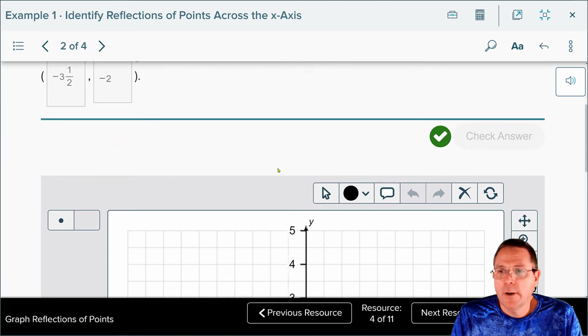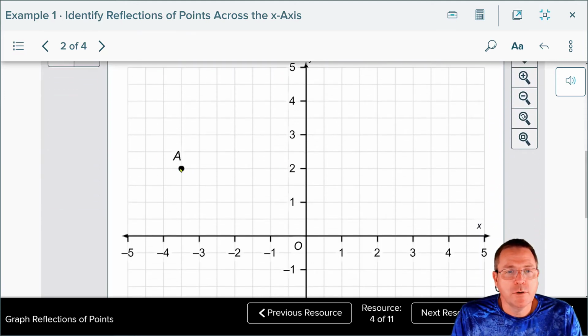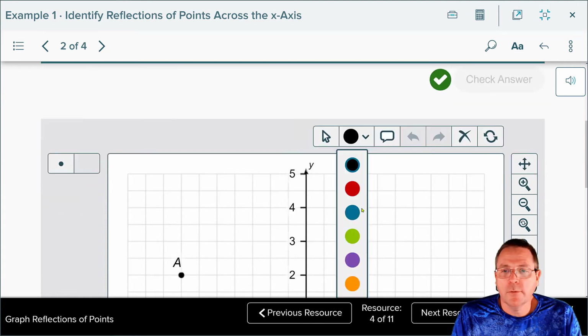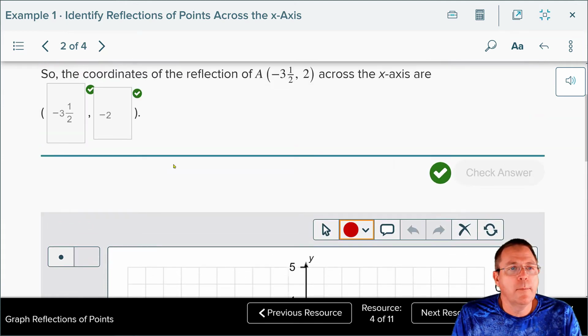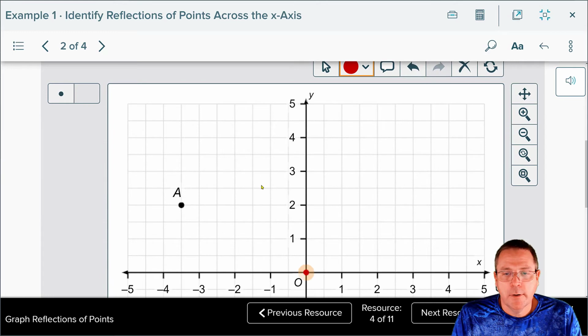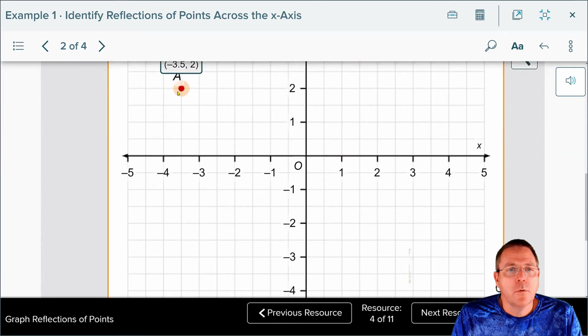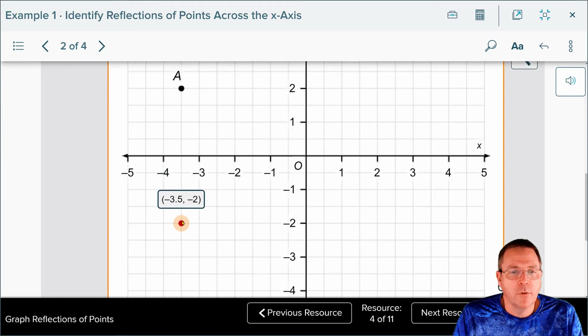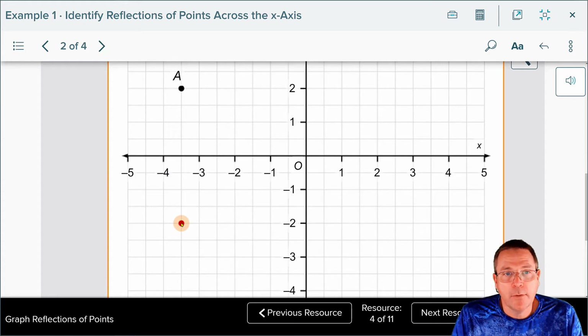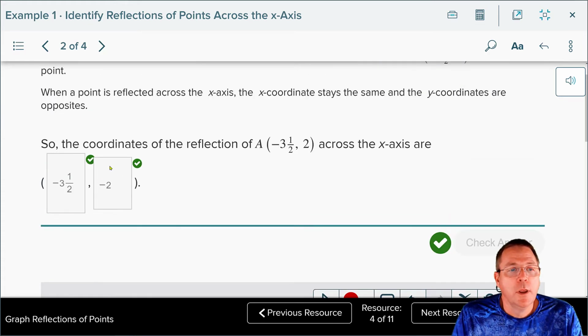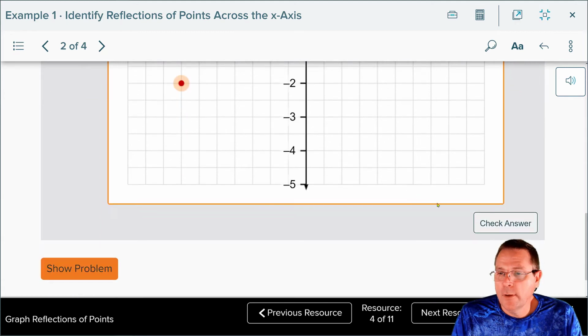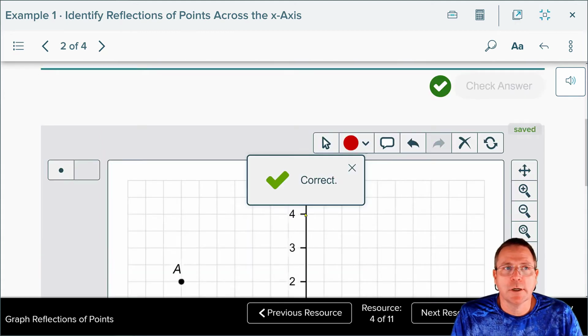Now we're going to come down here, and we have the original value right there. We need to reflect the new value for A prime, and that will give us a dot. It was 1, 2, 3, 4 units above the line. So I'm going to go 1, 2, 3, 4 units below the line. And you can see that that is located at the point (-3 1/2, -2), just like we said it would be right there. The answer checks. Easy math.